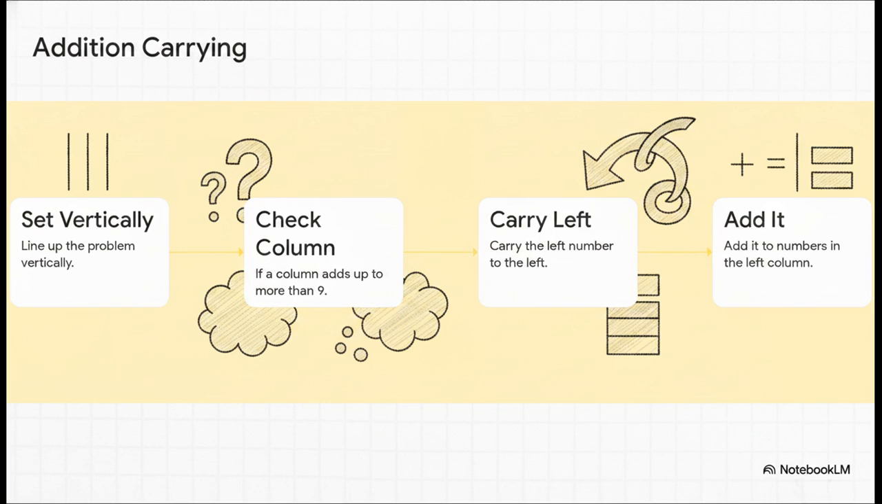Well, we use carrying. You always want to set your problem up vertically, making sure to align the rightmost numbers. If a column adds up to a 2-digit number, so anything more than 9, you just write down the right digit and you literally carry the left digit to the top of the next column to the left. Then you simply add it into that new column.